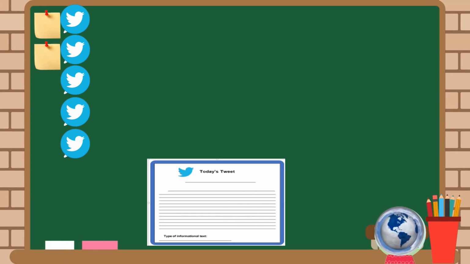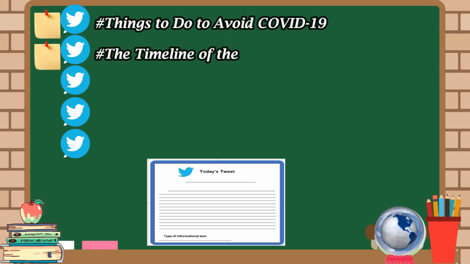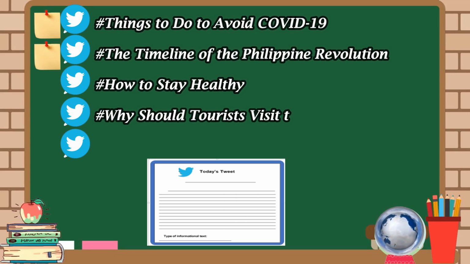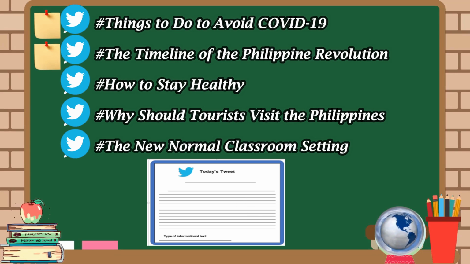Hashtag things to do to avoid COVID-19. The timeline of the Philippine Revolution. How to stay healthy. Why should tourists visit the Philippines? And the new normal classroom setting. Your answer may vary here depending on the article you have written based from the given topics. Your answer will be submitted and to be checked by your teacher.